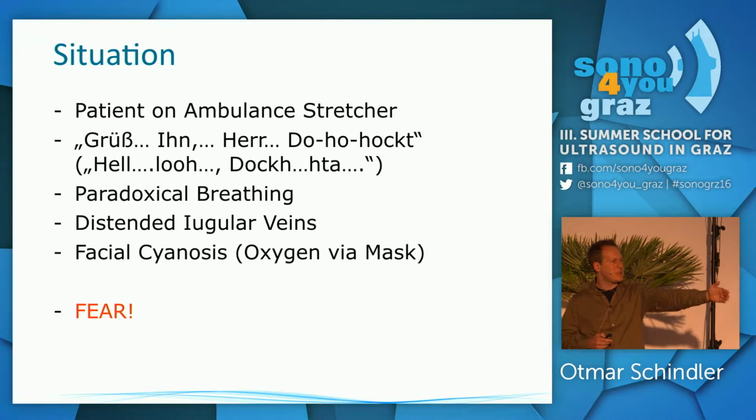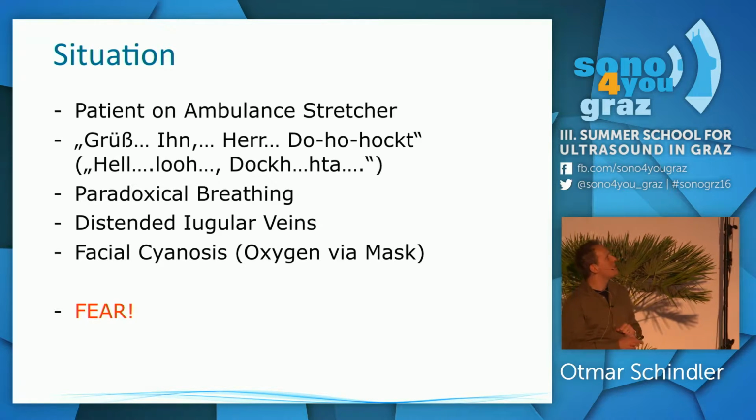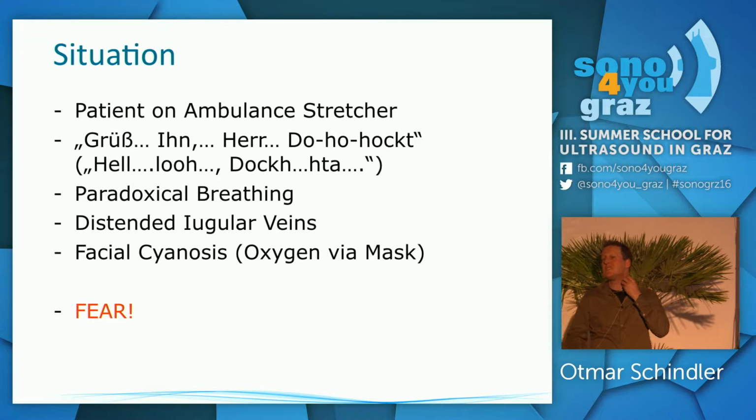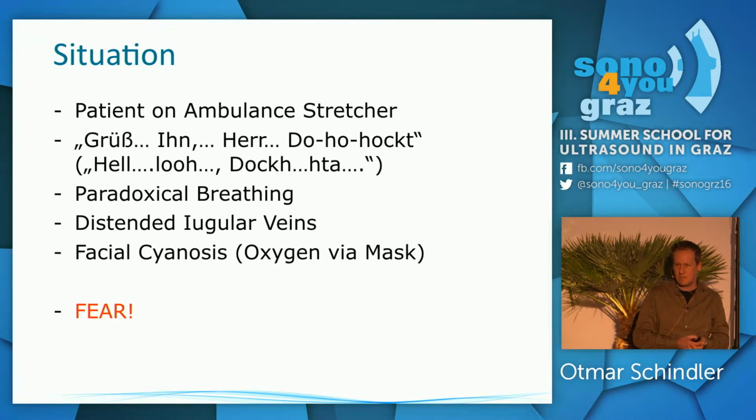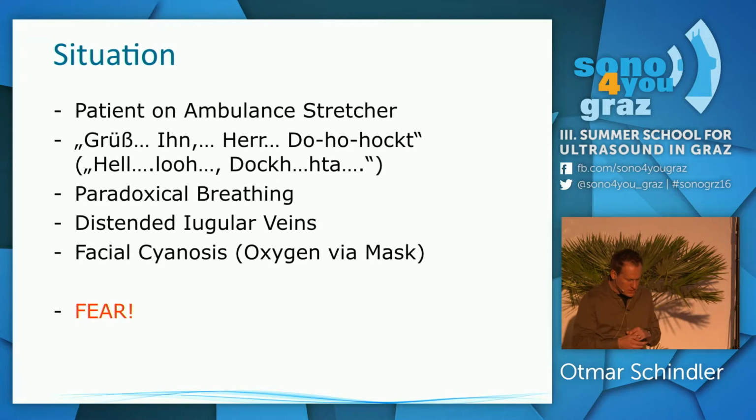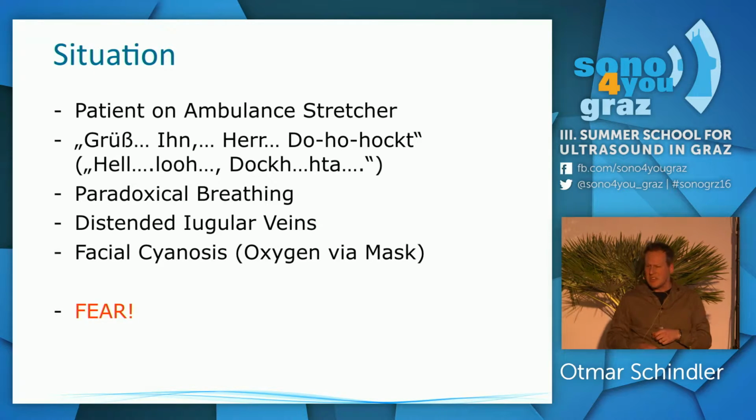The patient was there on the stretcher, about 5 meters away, and I saw the abdomen coming out at the wrong time, so paradoxical breathing. And I saw his jugular veins popping out, even from 5 meters. He had an oxygen mask, and still his face was blue. And what else could I see? That's not often described in all these textbooks. The patient was really afraid. The patient was afraid that he would die now.